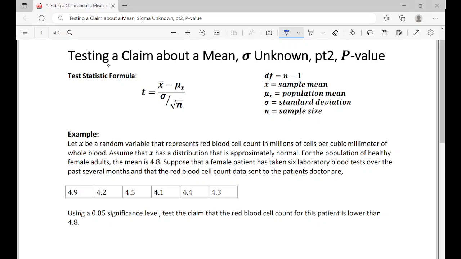In this video, we're going to be testing the claim about a mean where sigma is unknown, and we're going to be using the p-value method. This is the formula to find the test statistic, but we're not going to be using this formula. We're going to be using a calculator, but if you want to use a formula, this is what you would use, and what each part means is over here off to the side.